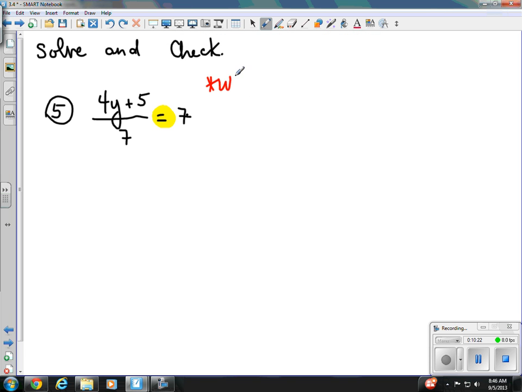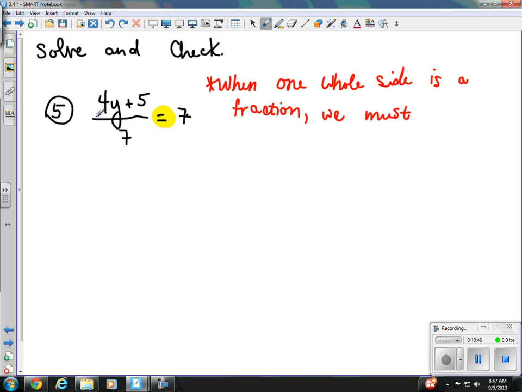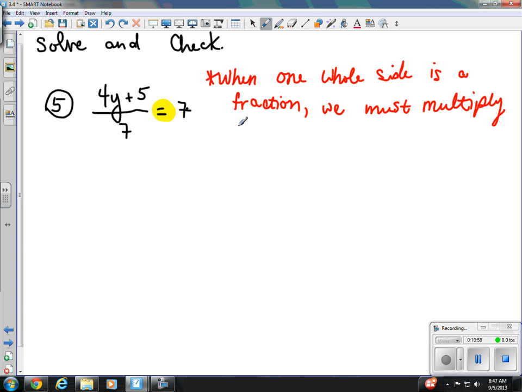So when one whole side is a fraction, we must get rid of the fraction bar. If we know the fraction bar means to divide, then the opposite would be to multiply. So we must multiply both sides by the denominator.